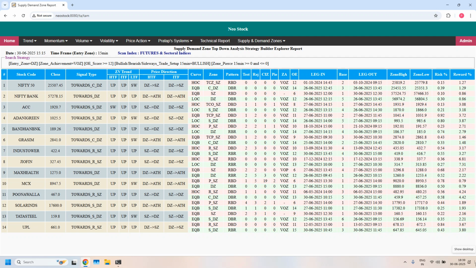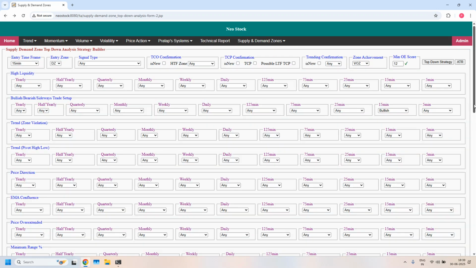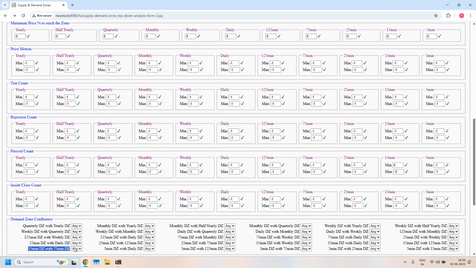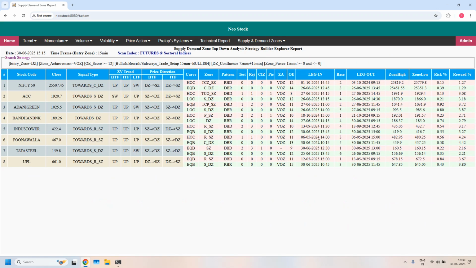Out of these 14 stocks, let's further verify high probability trade setup supported zones. So first one is 15 minutes and 75 minutes demand zone confluence. I'm enabling the filter on the 14 stocks. We got 8 stocks. In these 8 stocks, 15 minutes demand zones are overlapped with 75 minutes demand zone. And also the 75 minutes trend is uptrend in all the stocks, ITF trend.